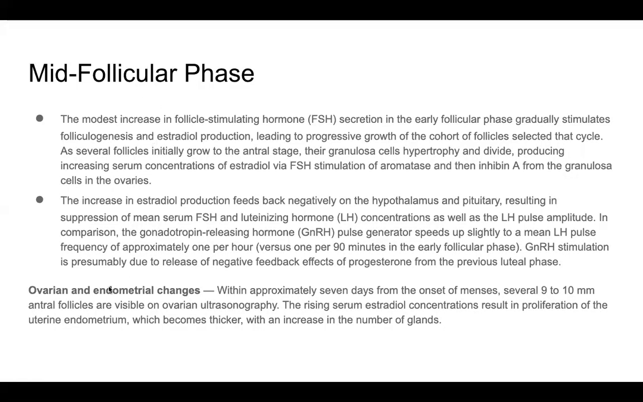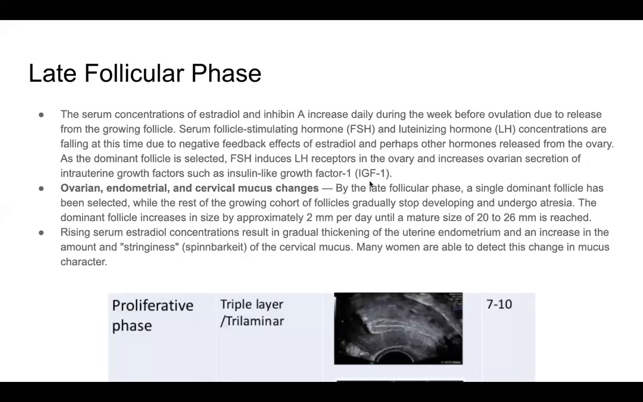Sorry about that. So, ovarian and endometrial changes: within approximately 7 days of the onset of menses, several 9 to 10 millimeter follicles are visible on ovarian ultrasound. The rising serum estradiol concentration results in the proliferation of uterine endometrium, which becomes thicker with an increase in number of glands. So we'll see in a slide or two the actual difference between the early phase, the middle phase, and afterwards. So we will move on to the late follicular phase.